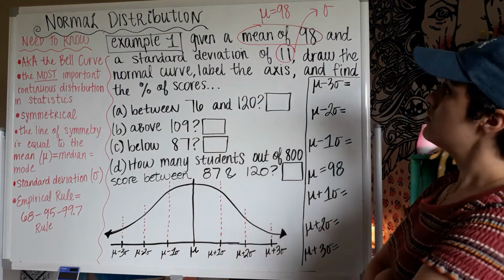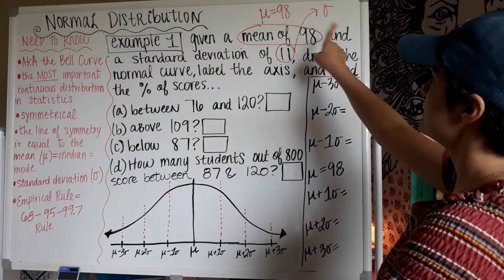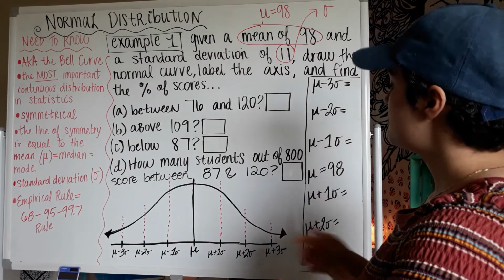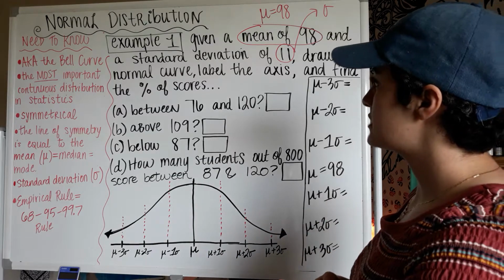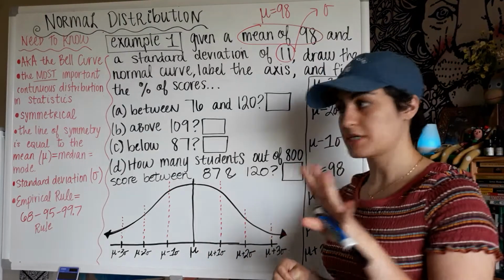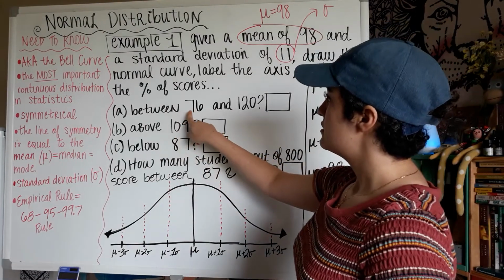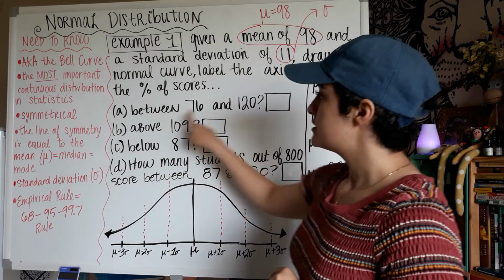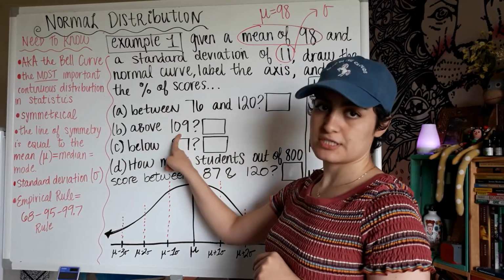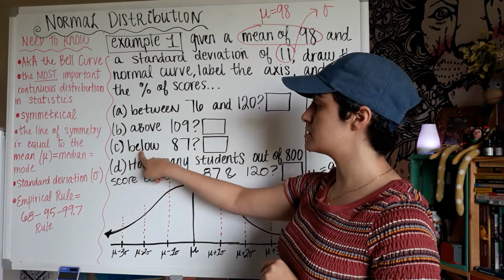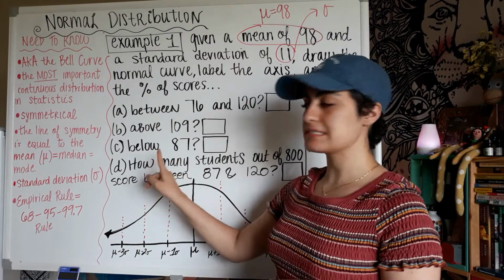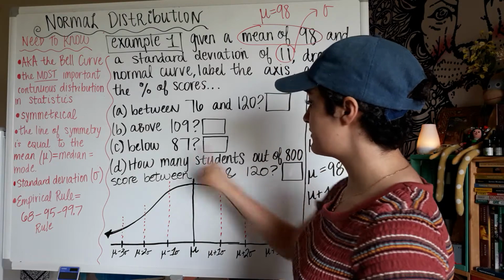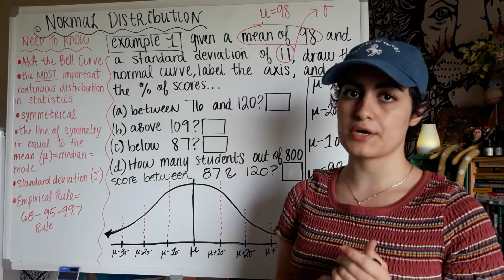So first example, given a mean of 98 and a standard deviation of 11, draw the normal curve, label the horizontal axis, and find the percentage of scores. So you're finding 4 percentages. The percentage of scores that land between 76 and 120, the percentage of scores that land above 109, the percentage of scores that fall below 87, and then lastly, how many students out of 800, the sample size would be 800, how many students out of 800 would score between 87 and 120.